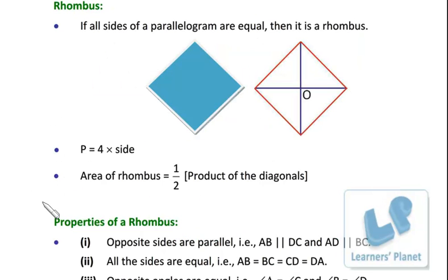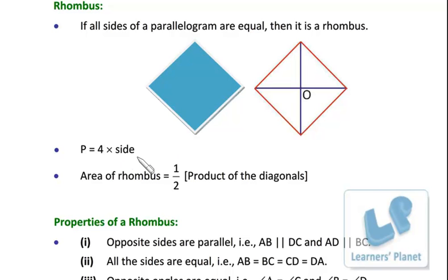Next we have the rhombus. If all four sides of a parallelogram are equal, then it is a rhombus. Now what is the difference between a rhombus and a square? In the case of a square, along with all four sides, all four angles are also equal, but in the case of a rhombus all four sides are equal but all four angles are not equal, right? You can see this angle is equal to this angle, but this angle is not equal to this angle, right? So that is the difference between a square and a rhombus, okay?